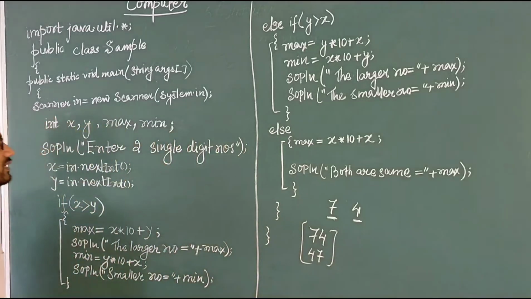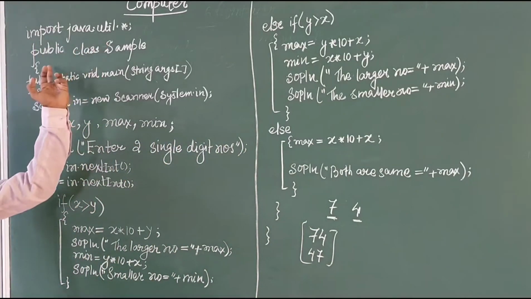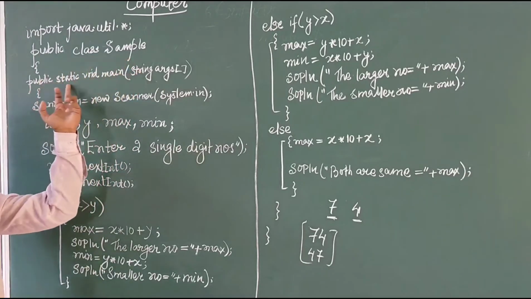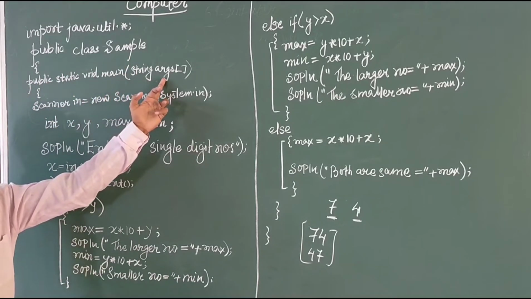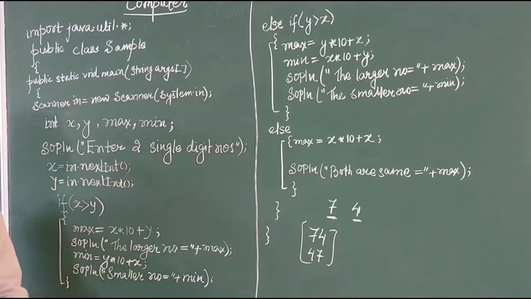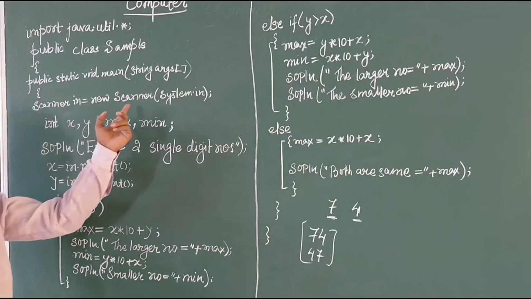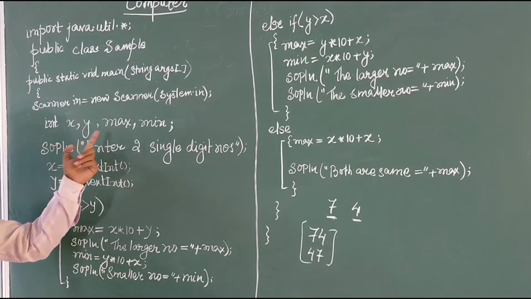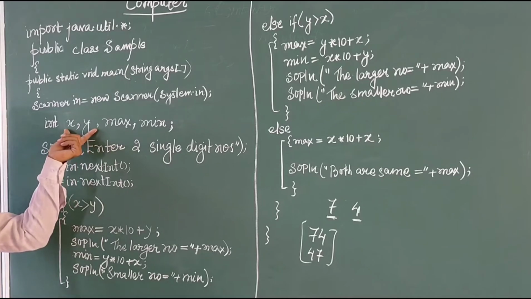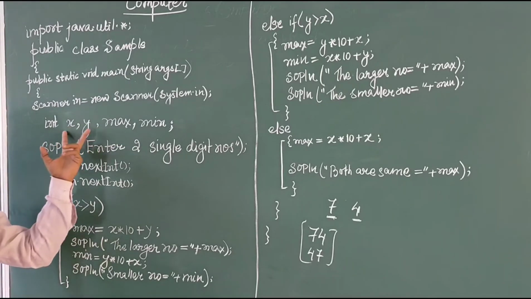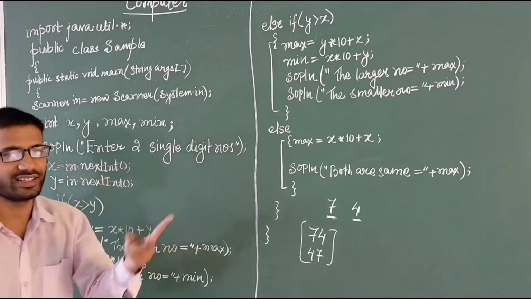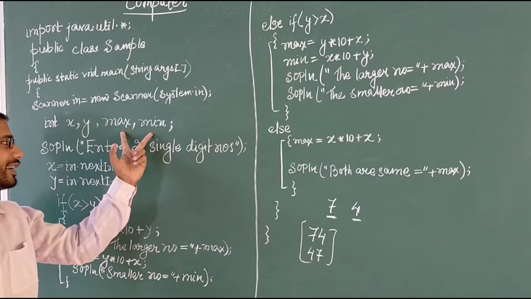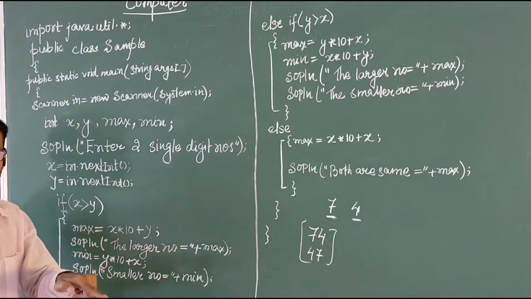Now, first of all, import java.util.*; public class sample. Again I am repeating, the class name you can write anything. public static void main(String args[]), accepting string arguments. Okay. Scanner in is equal to new Scanner(System.in), instantiation. After that, int x, y, max, min. These 2 variables, x and y, are used to accept 2 different digits. And these 2 variables will be utilized to find out the larger and the smaller numbers.